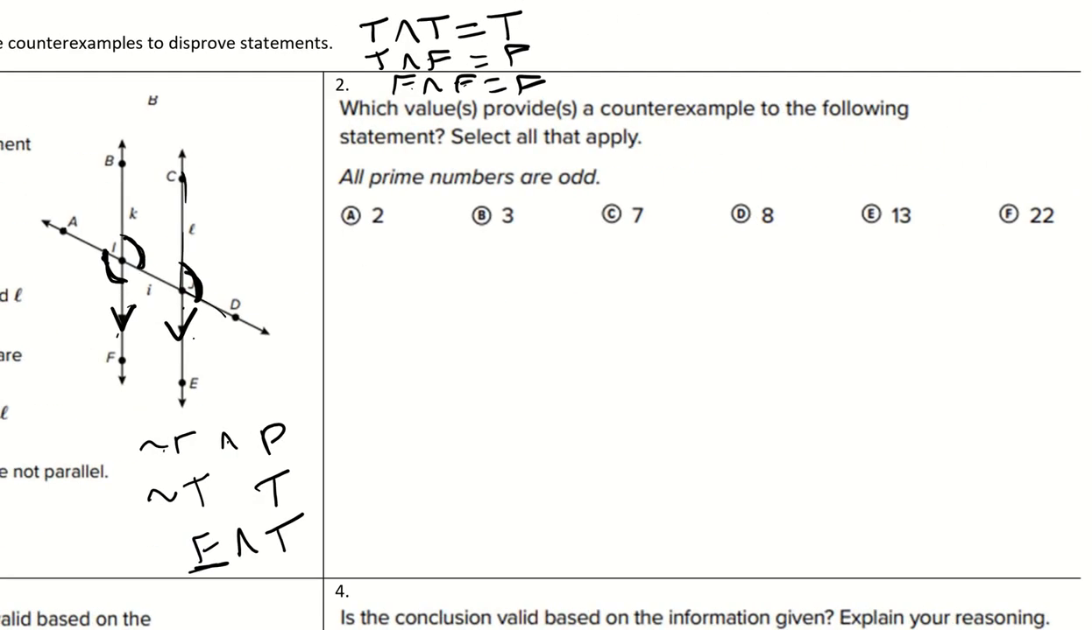For or, if you had or, true or true is true. True or false is true. If one of them is false, it's still going to be true. False or false is false. Okay?